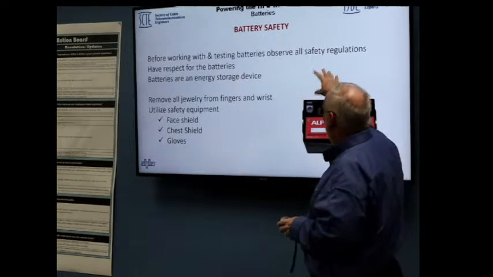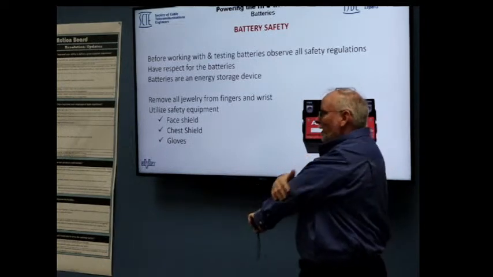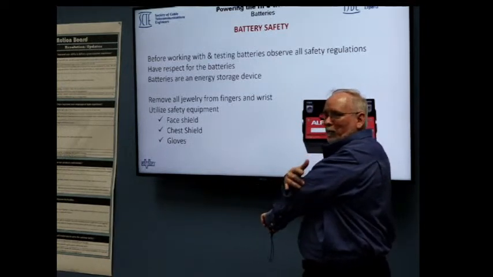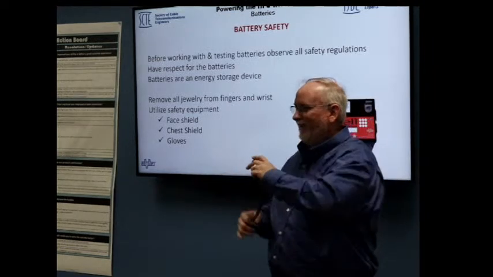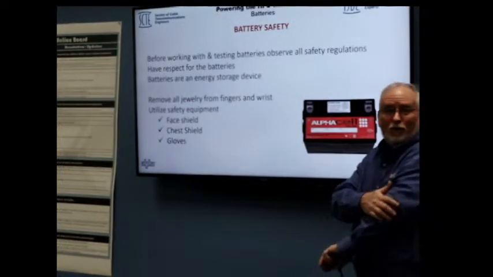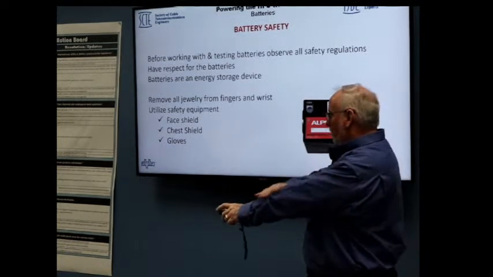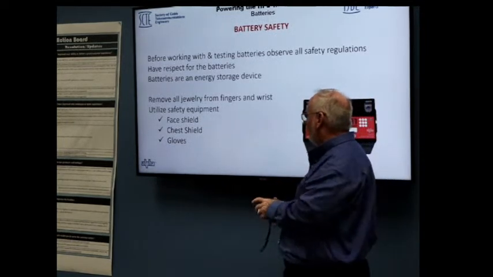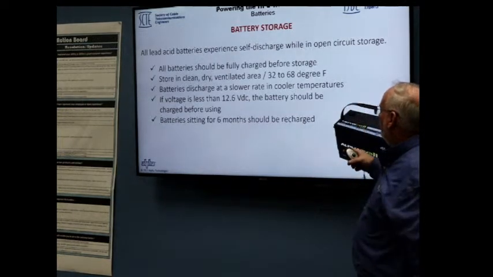Again, before working on batteries, observe all safety. I'm not wearing my right alpha shirt. I have one with a nice little burn hole in the elbow where I laid it on a battery as I was working on it. The next time I washed it, I no longer had an elbow because the acid had eaten it out. So be careful, wear gloves, wear sleeves if you have to. Remove all jewelry, wear a face shield, chest shield and such.